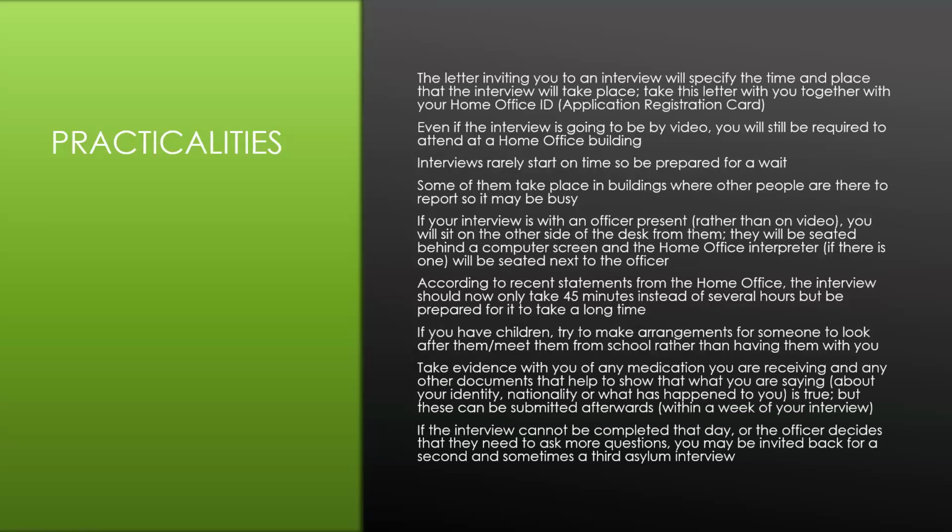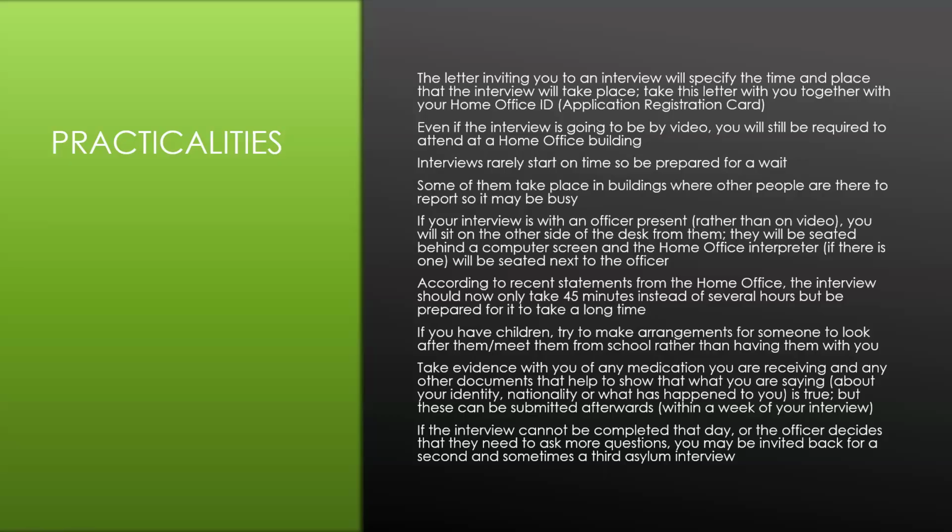Now, just deal with some practicalities first. The letter that invites you to an interview will specify the time and place that the interview will take place. You'll need to take that letter with you to the appointment, together with your Home Office identity document, which is an application registration card. Even if the interview is going to be by video, you'll still be required to attend at a Home Office building. We come back to video interviews later on.